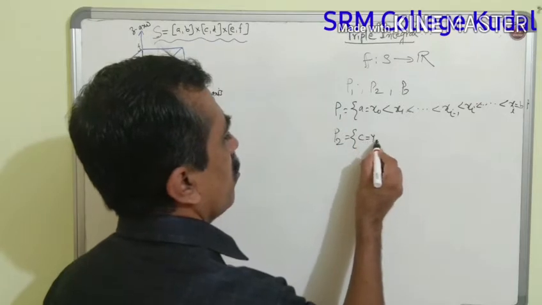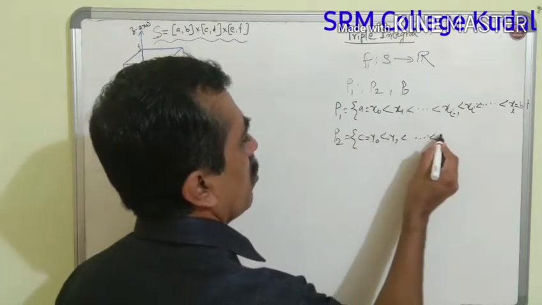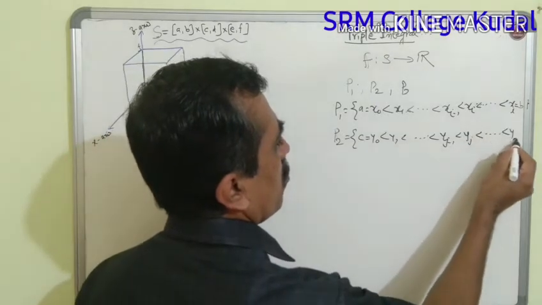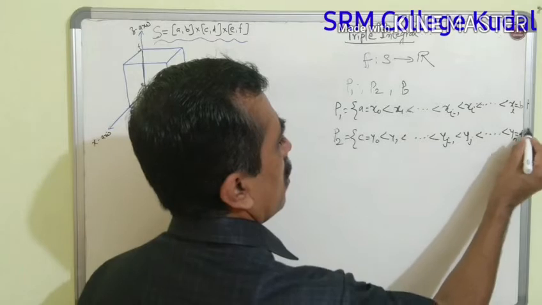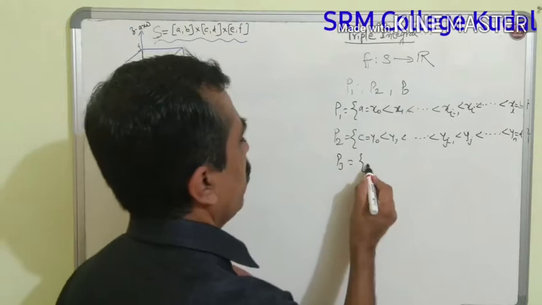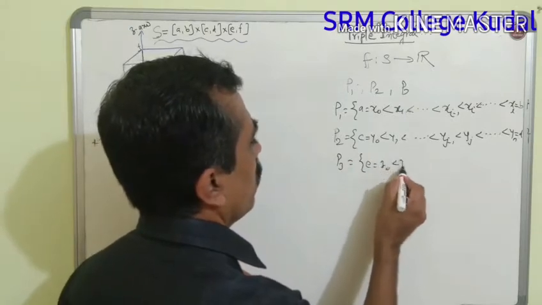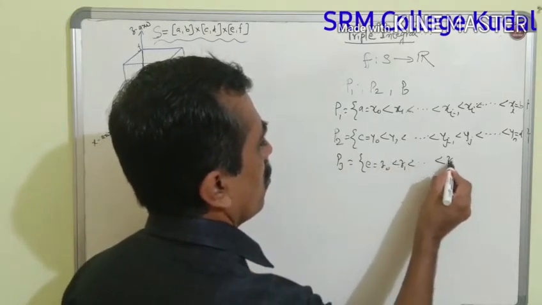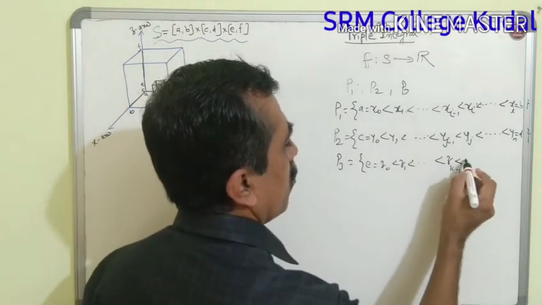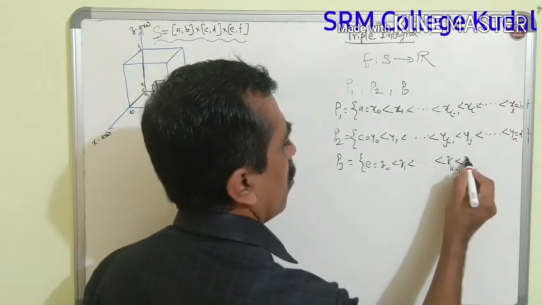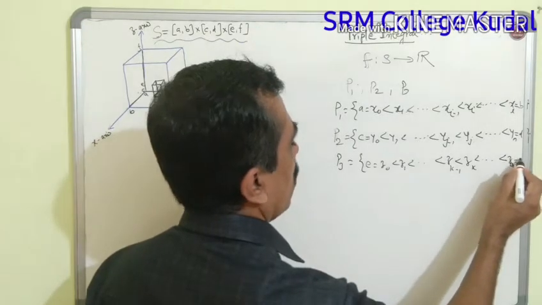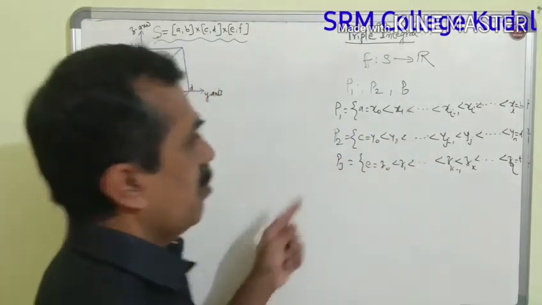is c = y0, then y1 and so on, then y(j-1), yj and so on, up to yn = d. And P3 is the partition of the third edge, that is EF. So suppose this is z0, z1 and so on. Suppose this is the kth part of the closed interval EF, so zk and so on, and here is zq, which is nothing but f. So these are the partitions.